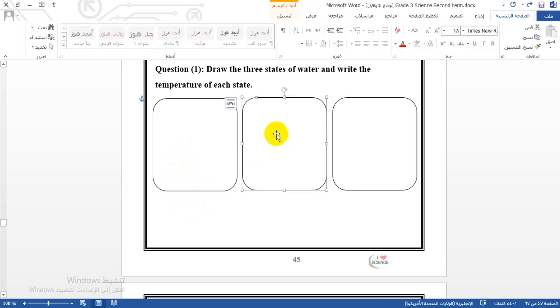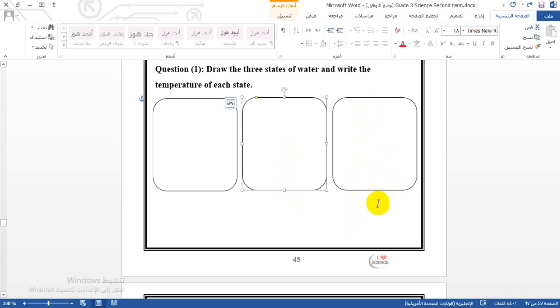What about the liquid now? For the liquid, you have to draw something like a cup of water here, and then write what exactly? The liquid water is between 10 Celsius degrees or 20, even 30 is also correct. So you have to write here from 0 to 100 still liquid. Okay guys, from 0 to 100 the water is still liquid. What about solid? Below 0, you have to write here below 0 Celsius degrees, the water starts to be solid.